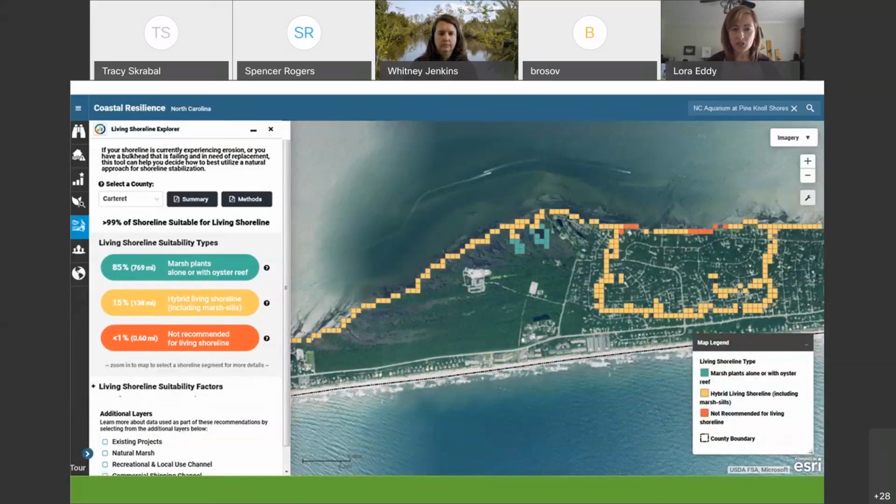And now we can see these shoreline points, or these grids, where the suitability analysis has put these different factors and created a recommendation. Unfortunately for the aquarium, along their shoreline, they primarily are recommending a hybrid living shoreline project. If we're interested in why the tool recommends that, I'll take you to the next step here.